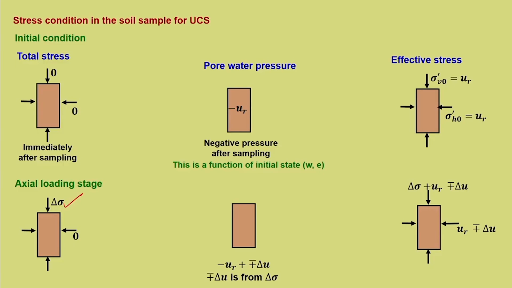You will be wondering where is the pore water pressure coming from, but it is there because it is a quick loading test. So, what is the effective stress condition? It is UR plus minus delta U. You can see that if you compare this effective stress with that of UU, you will see that this is same. So, that means that we are going to get the same strength.